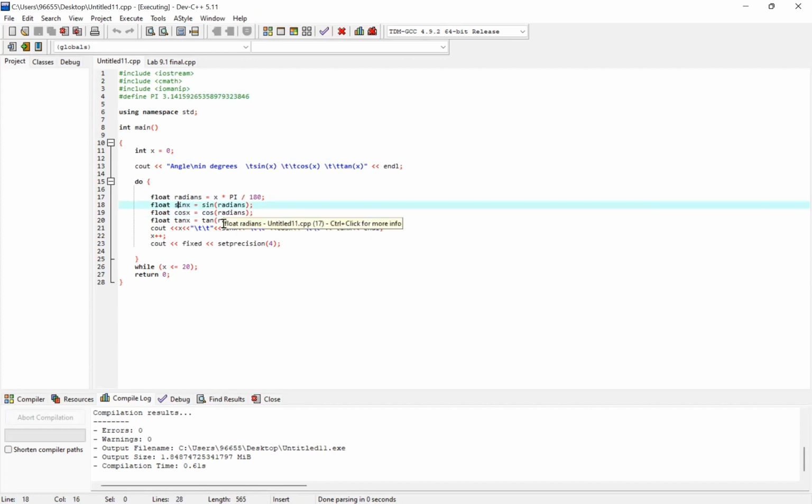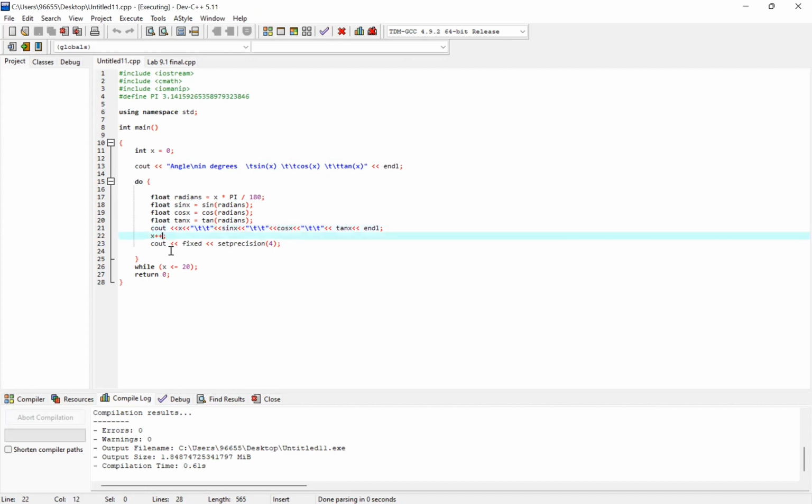And here we will use it for computing the trigonometric function sine x, which is sin times radians. Next, cosine x, cos times radians. Then lastly, tangent x, which is tan times radians. So the cout here, x, then backslash t for spacing, sine x, cosine x, then tangent x.